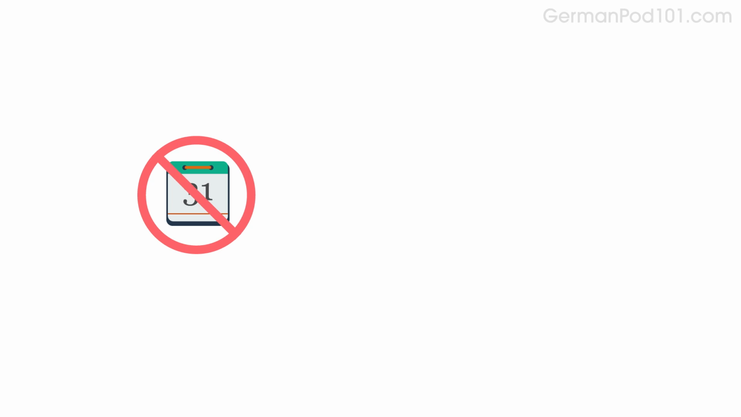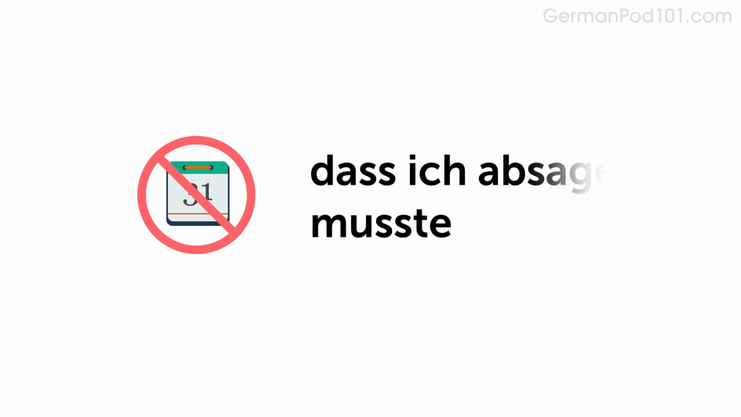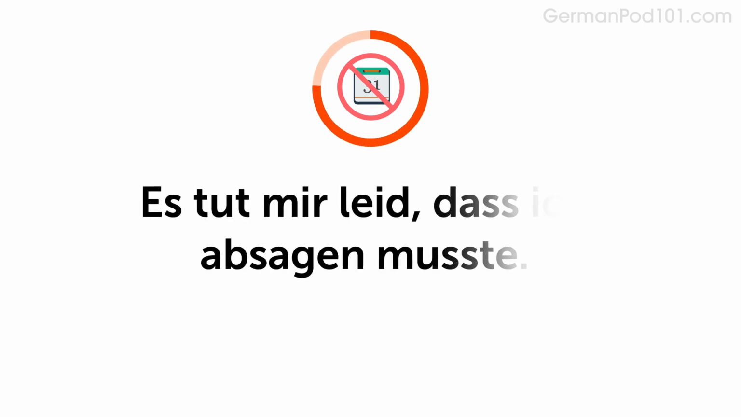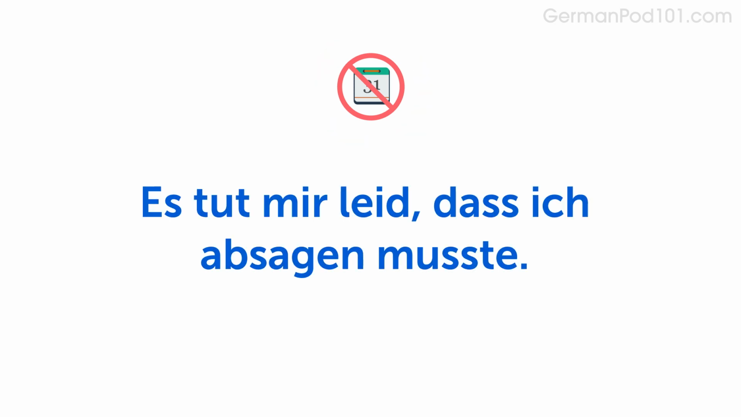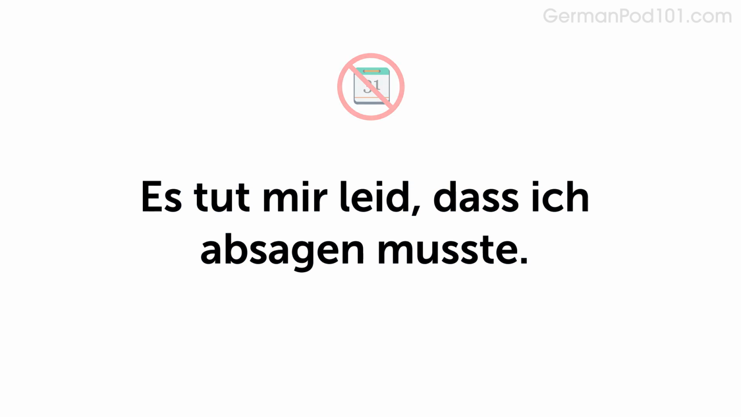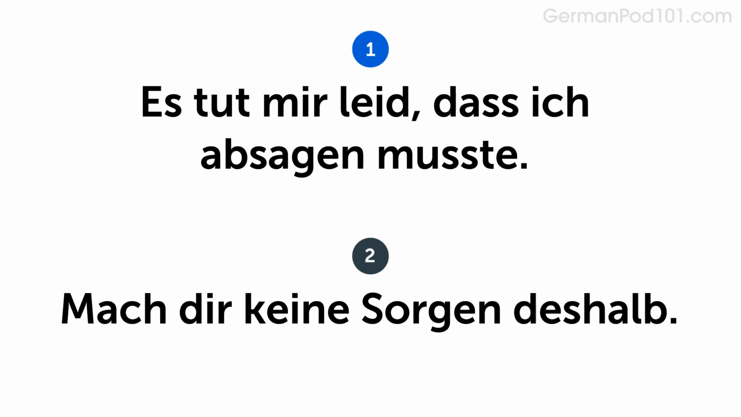Now, imagine you want to apologize because you canceled. Do you remember how to say canceling? Dass ich absagen musste. Say, I'm sorry for canceling. Es tut mir leid, dass ich absagen musste. Now, say you're sorry for canceling and respond to it. Es tut mir leid, dass ich absagen musste. Mach dir keine Sorgen deshalb.